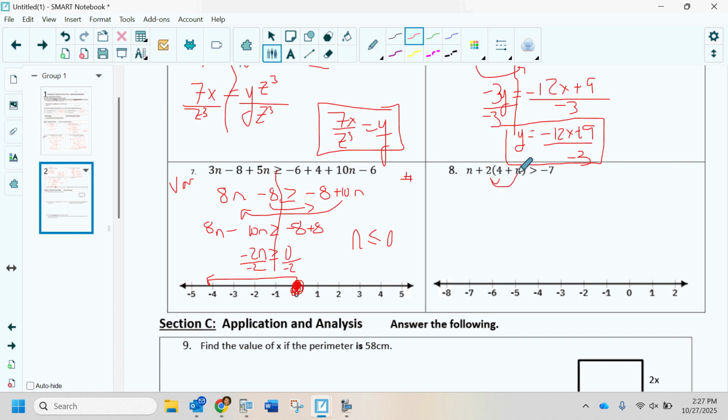All right, so we're going to distribute for this one. Draw a river. We get n plus 8 plus 2n is greater than negative 7. Combine our like terms. Move the number away from the variable.